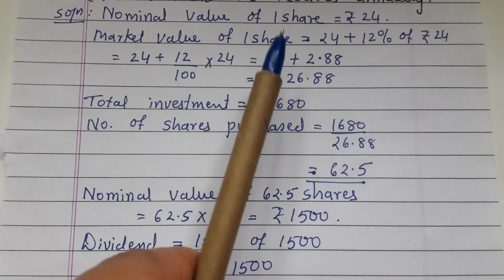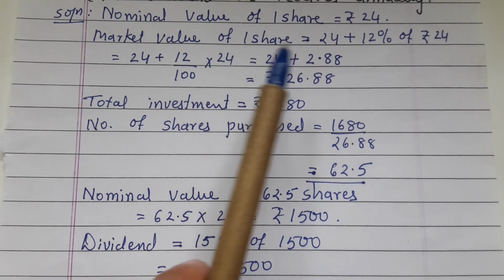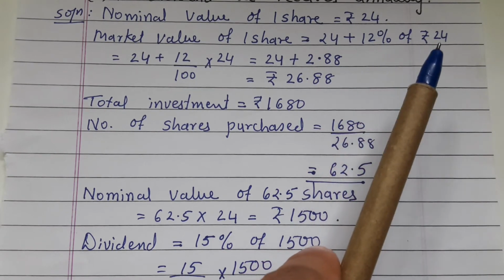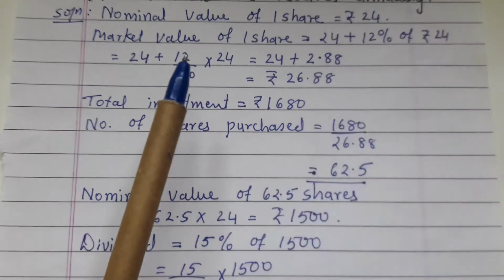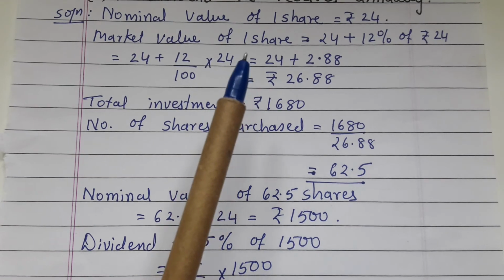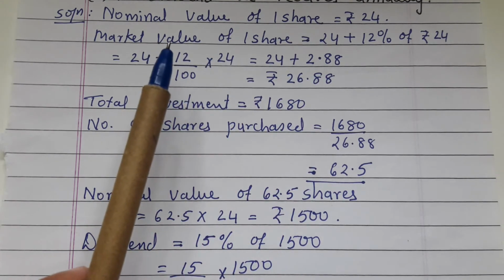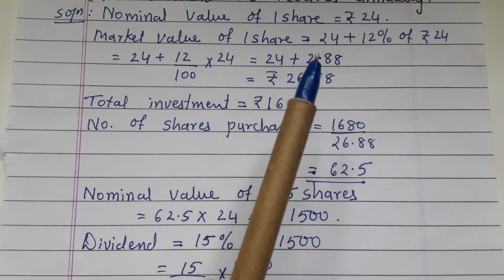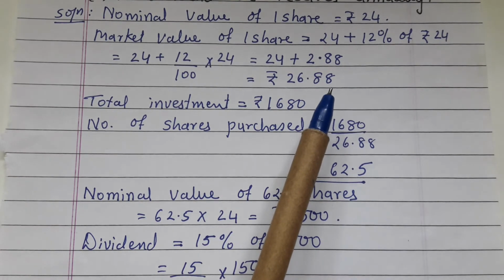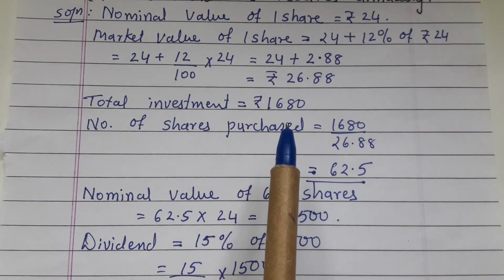Nominal value of one share is rupees 24. Market value of one share is 24 plus 12% premium. 12% of rupees 24 is equal to 12 upon 100 into 24, that is equal to 2.88. Therefore, market value is equal to 24 plus 2.88, equal to rupees 26.88. Total investment is rupees 1,680.